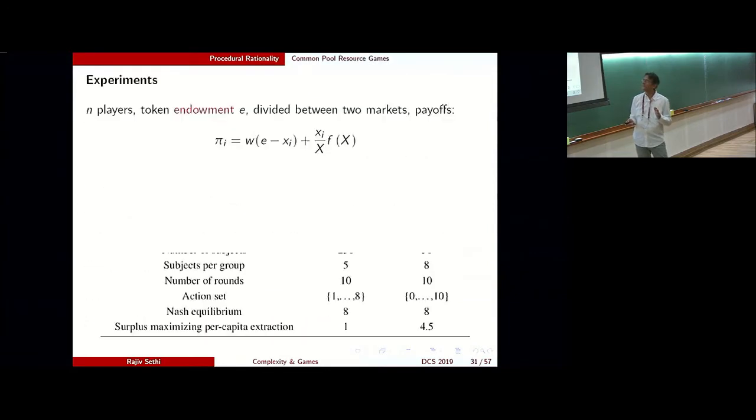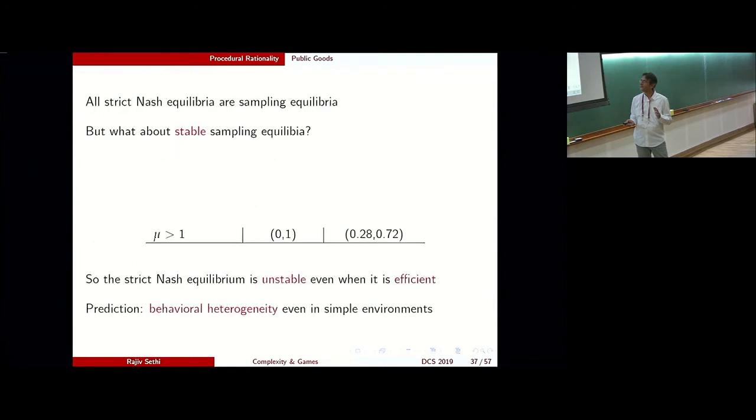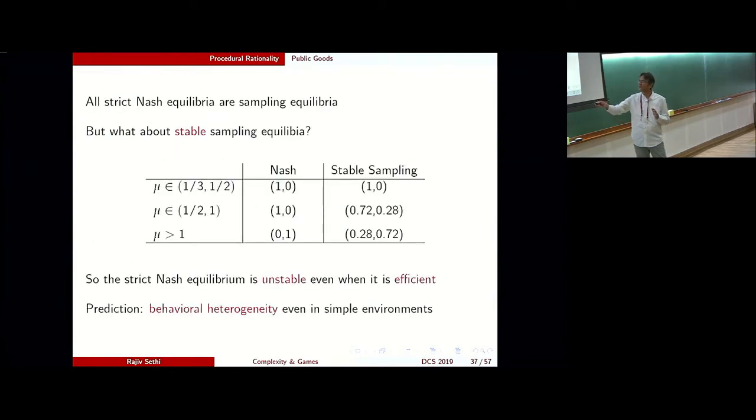That in fact you have here a situation where not only is full contribution efficient, which is also the case in the other 2 cases. Full contribution is efficient in all these cases. But here, full contribution is Nash equilibrium. So there is no tension between efficiency, and yet, sampling can drive you away from it.